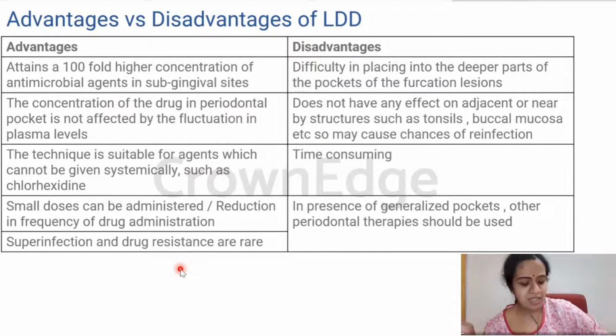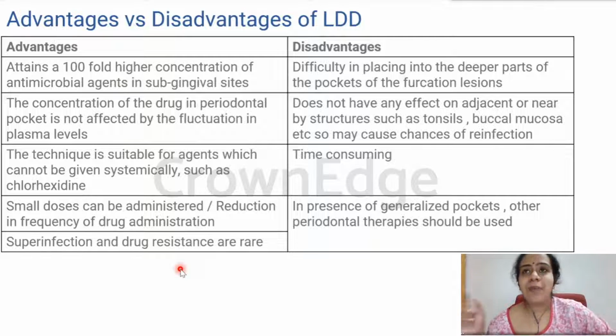The main disadvantage is a very deep pocket. In a very deep pocket, you will not be able to place the agent very effectively. Though we say we have a perioscope, placing LDD in general, we assume that okay, this is the region, this is the infected pocket, I'm giving it both buccally and interproximally, and I'm going to place the drug in such a way that it creates an antibiotic effect within the subgingival region. However, with very tortuous furcation regions, it's very difficult for me to place it just through vision without opening the flap.